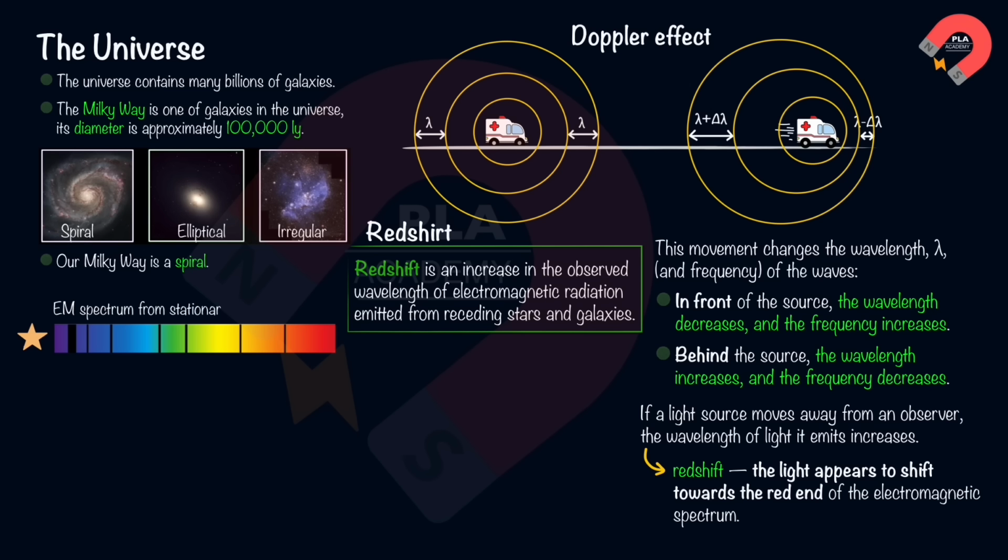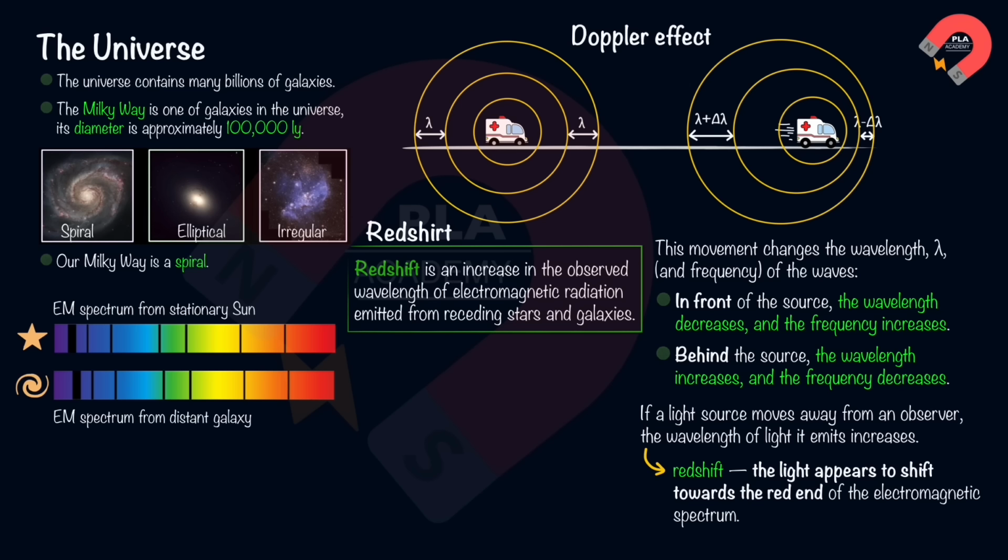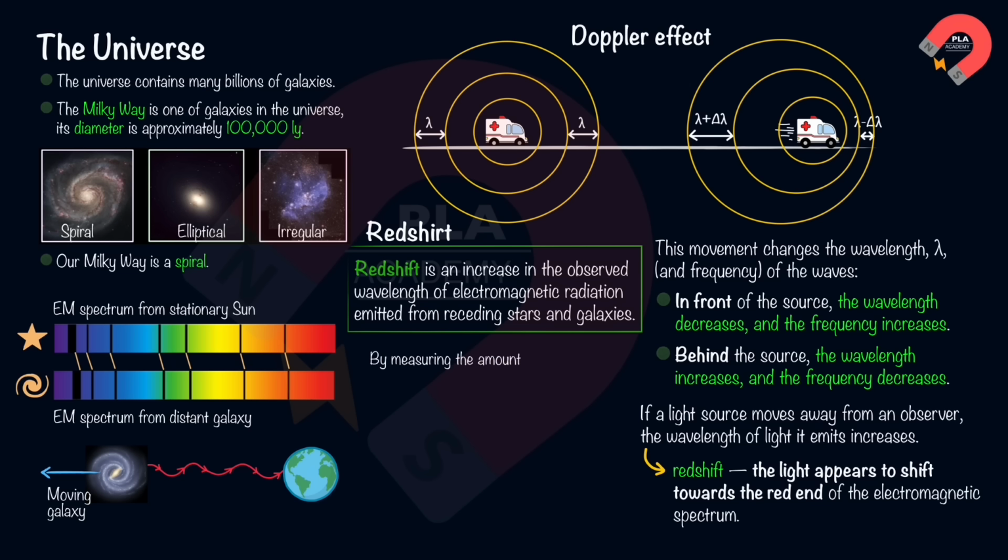This shows the electromagnetic spectrum from our Sun, or a stationary source in a laboratory. This shows the electromagnetic spectrum from a moving distant galaxy. This shows that the light from a distant galaxy shifts towards the red end of the spectrum.